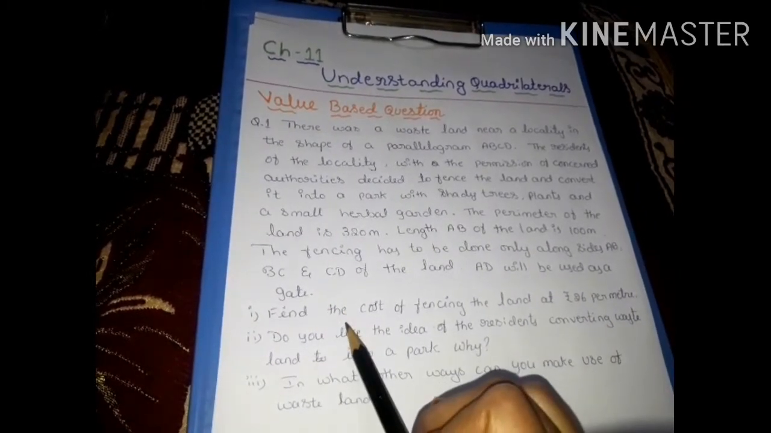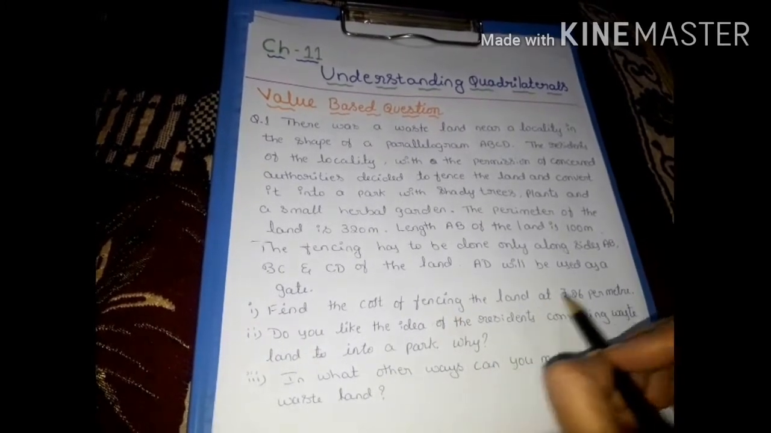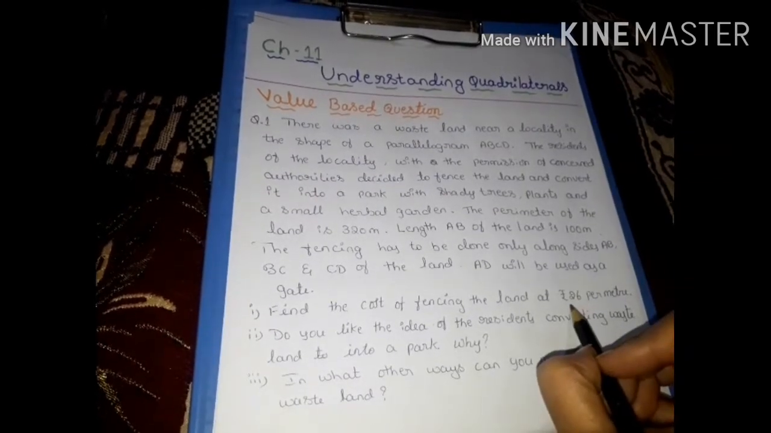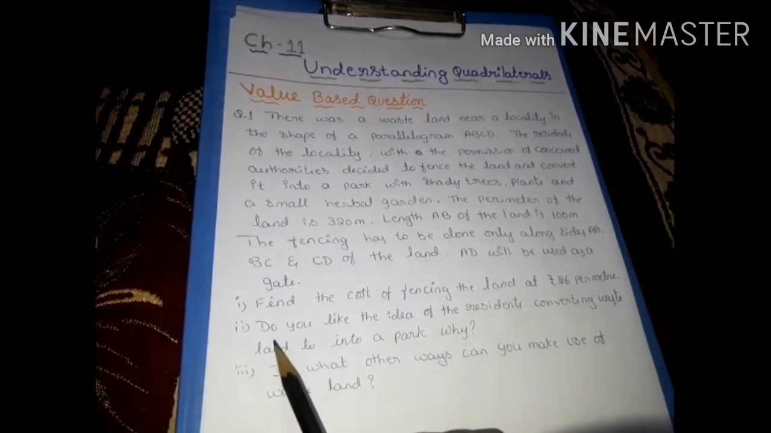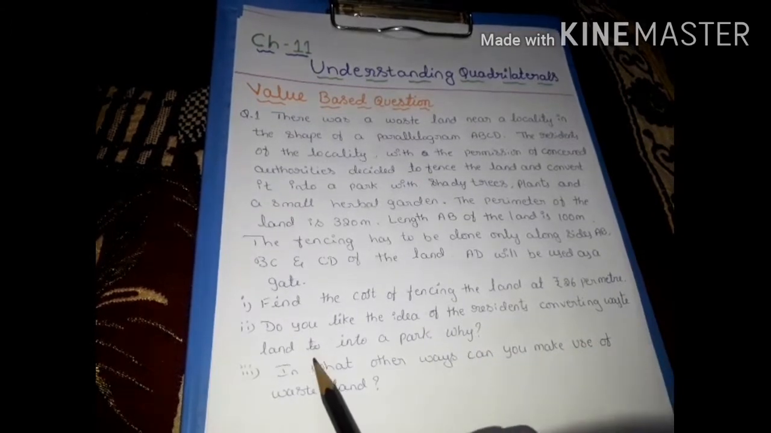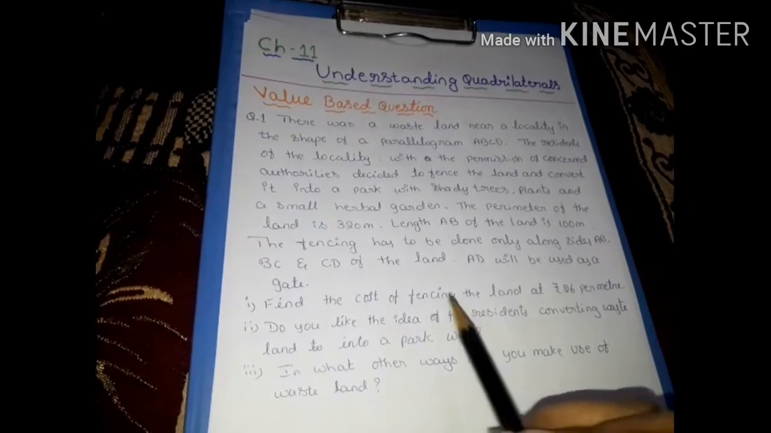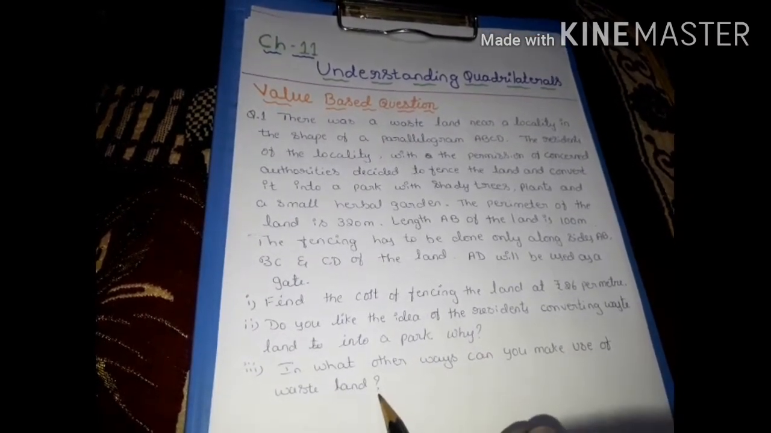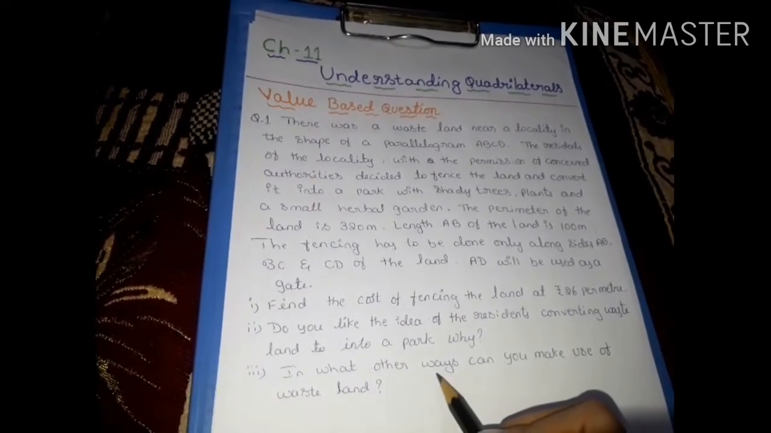Here the first question they are going to ask, you have to find the cost for fencing the land at rupees 26 per meter. For every 1 meter, 26 rupees. What is the total cost for fencing that land? Second question, do you like the idea of the residents converting wasteland into a park? And also you have to give the reason for that. And third question, in what other ways can you make use of wasteland? In what other ways we can use the wasteland, that you have to mention here.